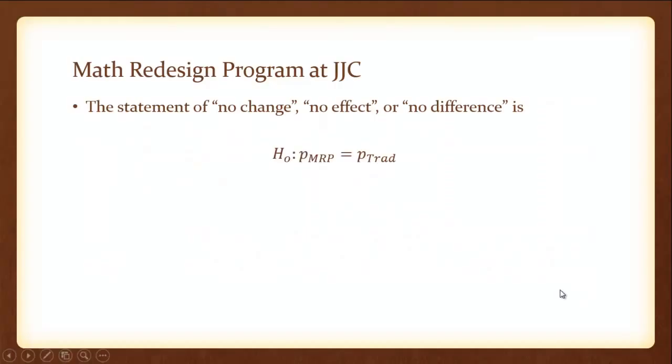All right, so again, the statement of no change, no effect, no difference is that the proportion of students who would pass in the MRP is equal to the proportion who would pass in the traditional. What we're looking to gather evidence to show is, in plain old English, is the traditional course less effective than the MRP? Put another way, is the MRP more effective in terms of pass rates than the traditional?